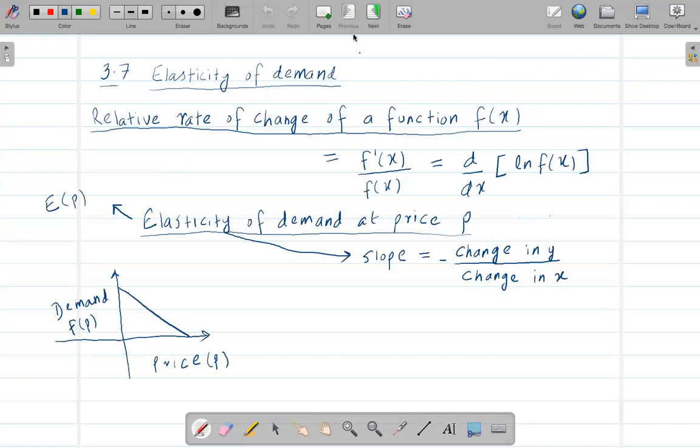Okay, so now after this, we define the relative rate of change of anything as this one, right? Take the derivative of whatever is there and divide by the same thing, or we simply say take the derivative of the natural log of whatever function is there. All right, take the derivative of the natural log of whatever function is there.